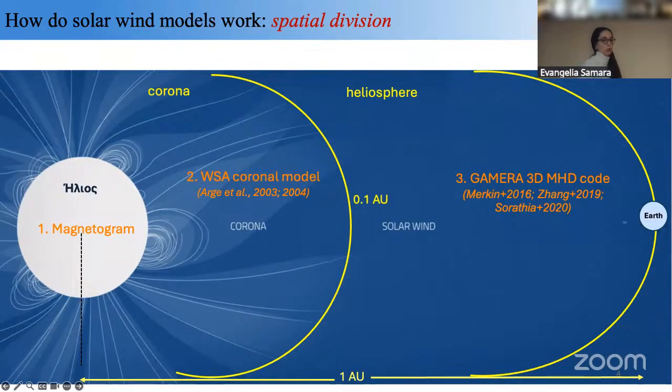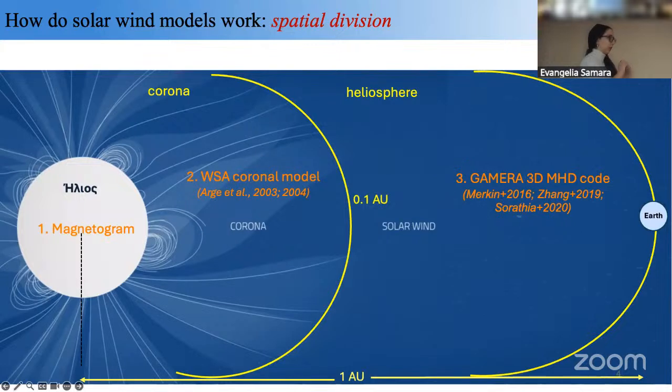I don't need to go into details, but it's just important for building the story today to keep in mind that for the coronal part, we use the so-called WSA model. WSA are acronyms from the names of the main three developers, Wang, Sheeley and Arge. It's a semi-empirical model. It uses physics and some assumptions in order to reconstruct the magnetically dominated corona.